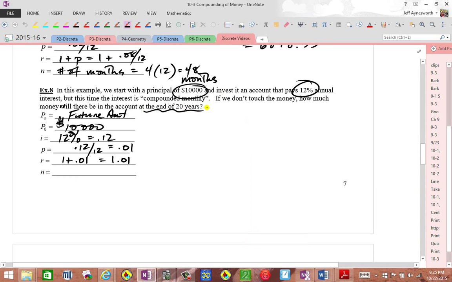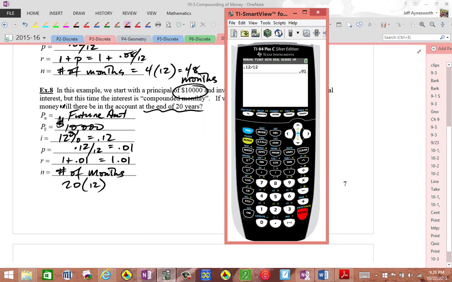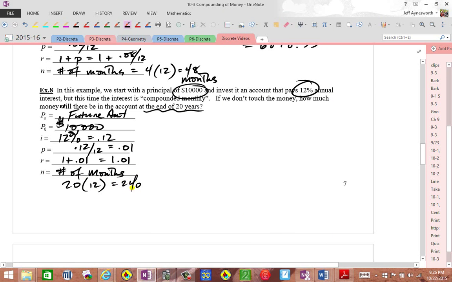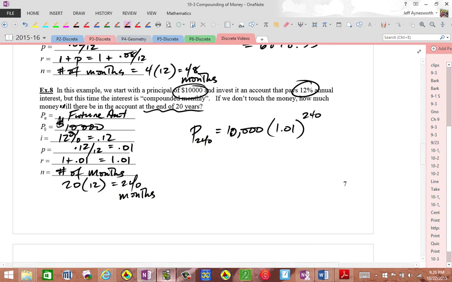All right, and then how much will we have after 20 years? So again, this is number of months. Since there's 12 months in a year, you got to take 20 times 12. That should be 240. So 240 months. So here we go. P sub 240 would be my seed, which is 10,000 times 1.01 raised to the 240th power.